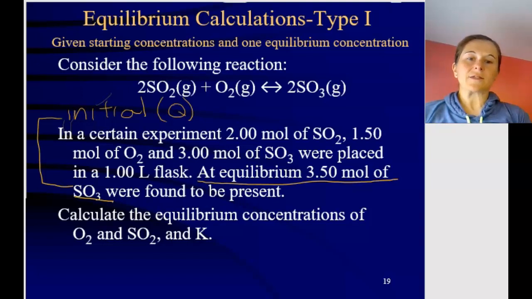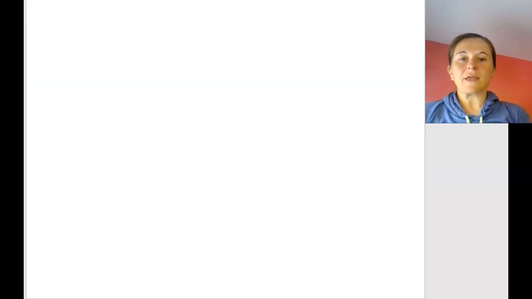This number is going to help us calculate K. Well, for K, you need the concentration of products and reactants, so you need the concentrations of these guys too. So we need to figure a lot of stuff out, and that's where these ICE tables come in. So let's get a clean page here.